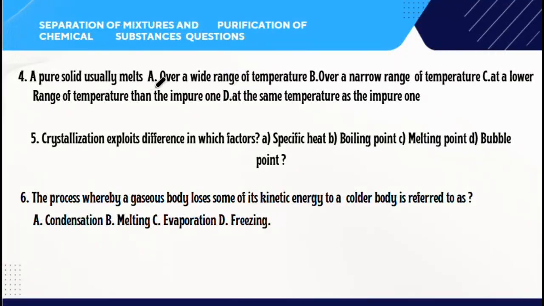A pure solid usually melts dash. Usually, a pure substance melts over a narrow range of temperature, or at a specific temperature. But mixtures usually melt over a wide range of temperature. That's one of the differences that we have between a pure substance and an impure substance. Now let's take a look at the options that we have. Option A, over a wide range of temperature. That's for mixtures. Over a narrow range of temperature, yes. This is for pure substances.